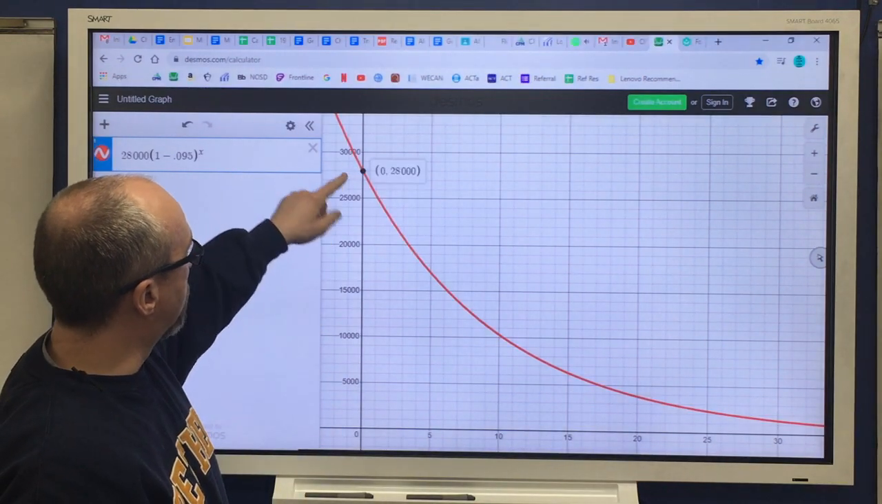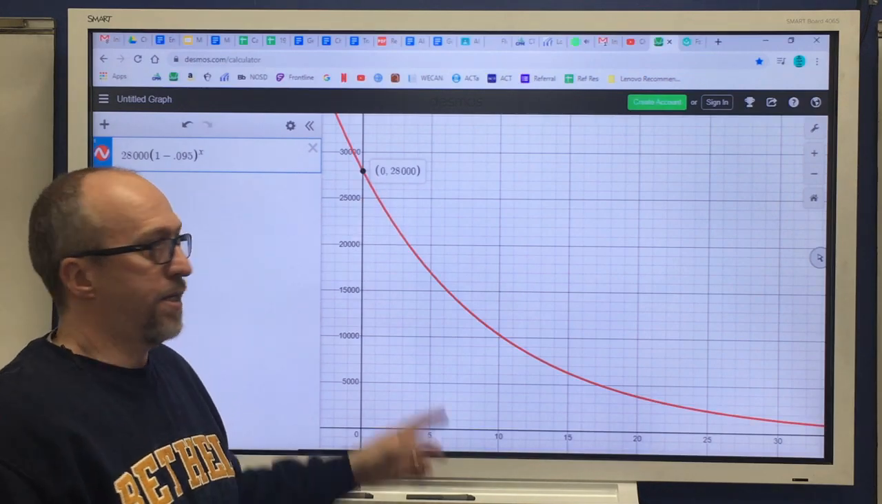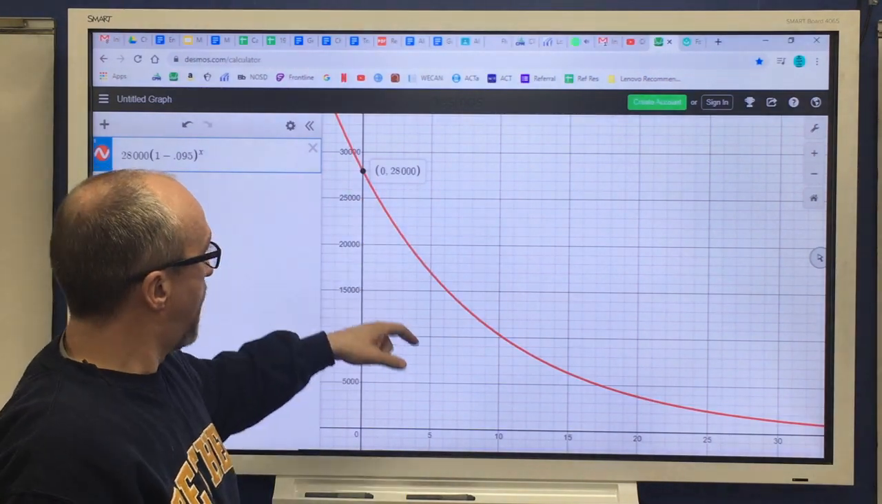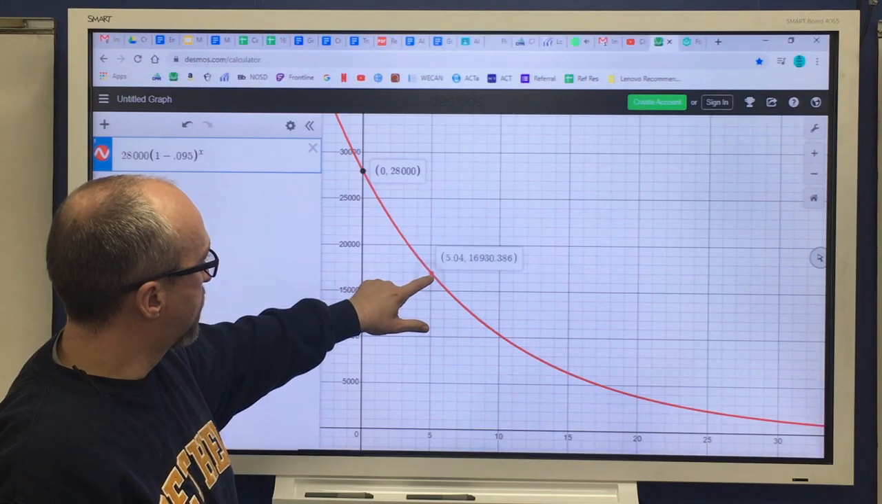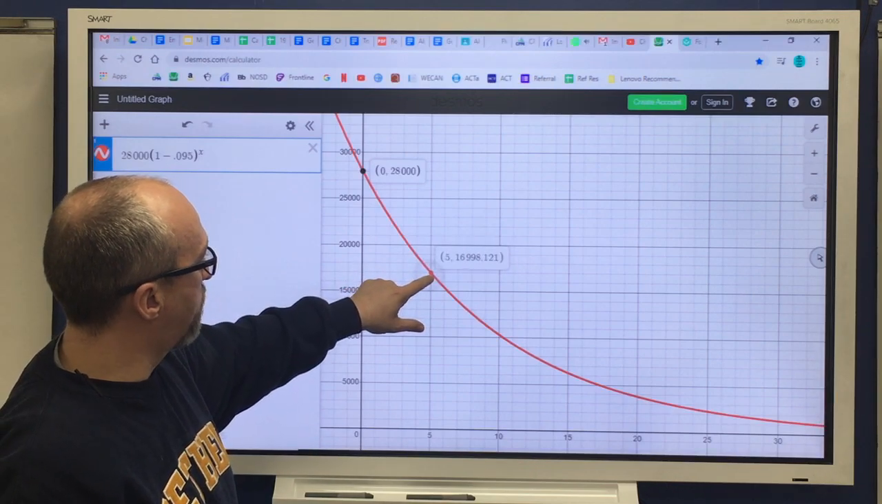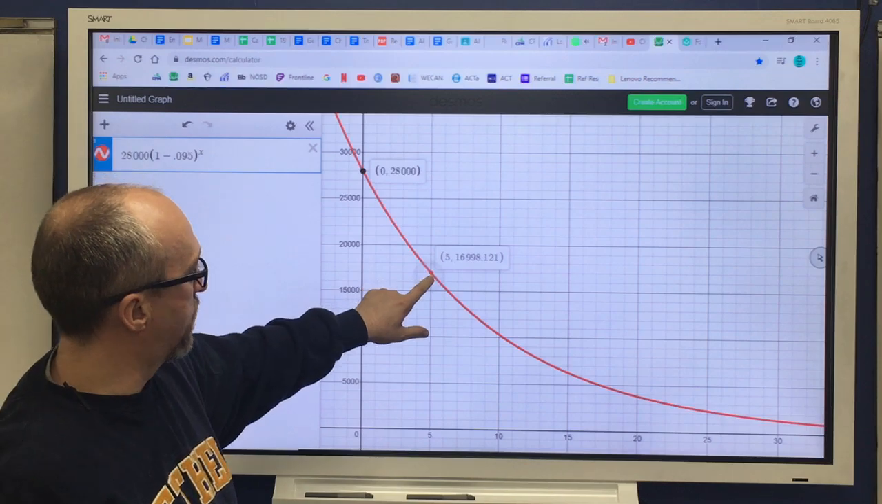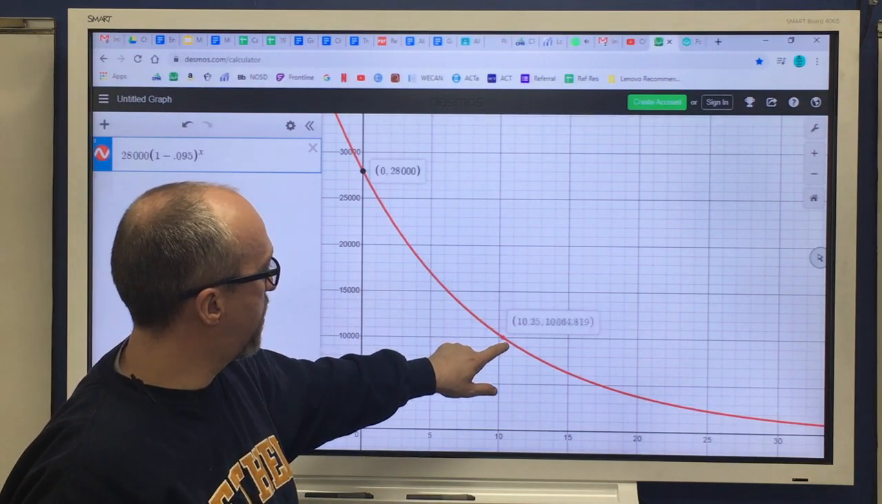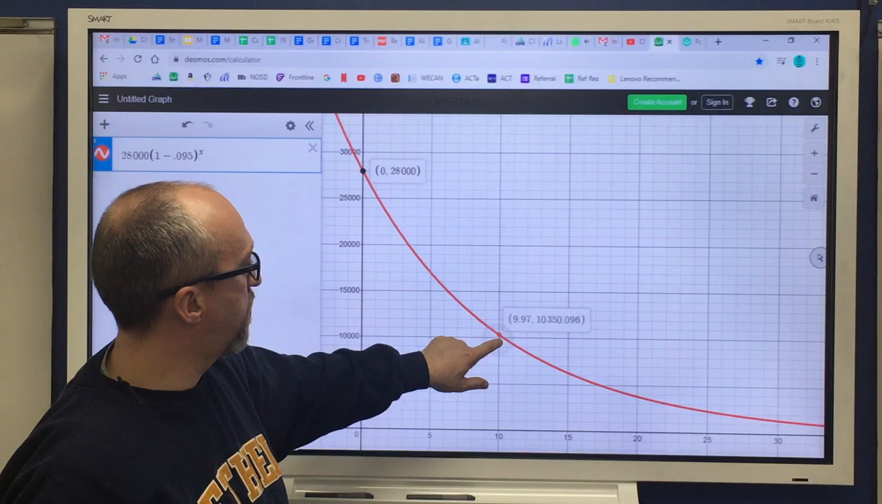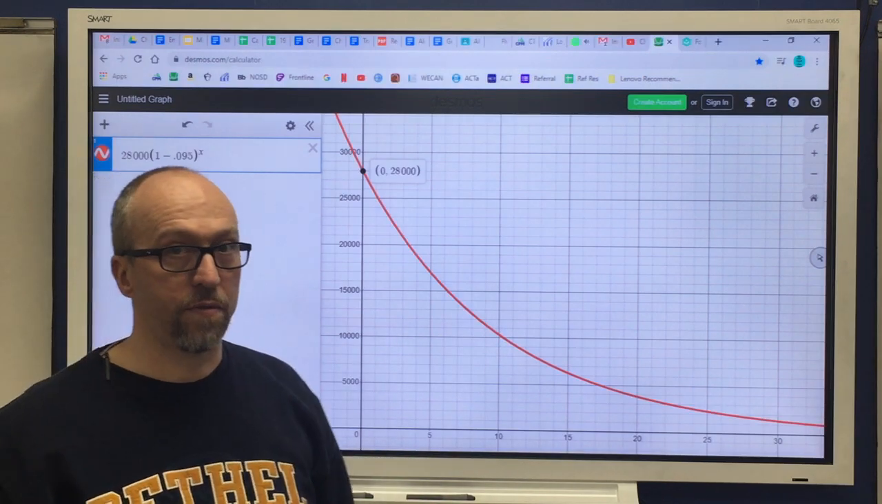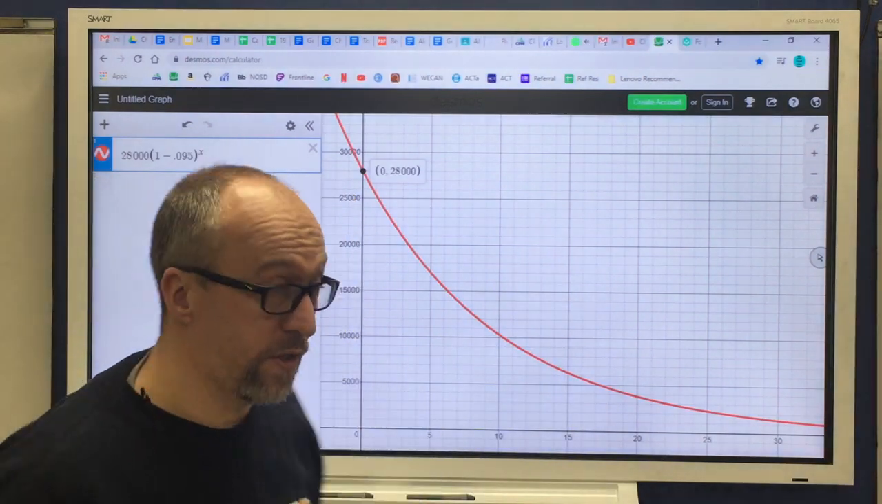Right up here, you can see where it started. Oh yeah, $28,000. It makes sense. That was the starting value. And again, you could trace. So 5 years from now, that truck is only going to be worth about $17,000. And then you could go down to 10 years from now, and you could just figure out what the value of this thing is. It's a useful device to solve any of your life problems, actually.